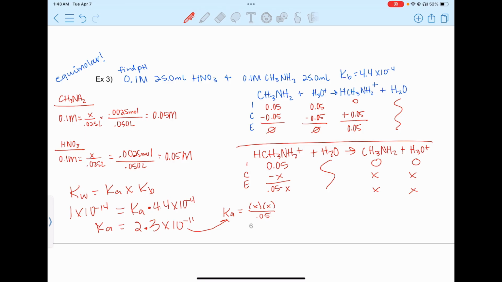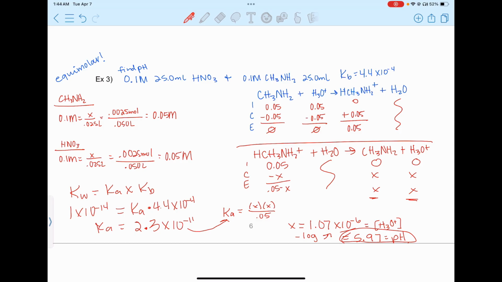Once I solve this and take the square root, I get that x is equal to 1.07 times 10 to the negative 6. Okay, so which of these two values is actually really helpful to me in order to find a pH? It's going to be that H3O plus. So if I take the negative log of that value, I get 5.97, which is equal to our pH, and that is our final answer.